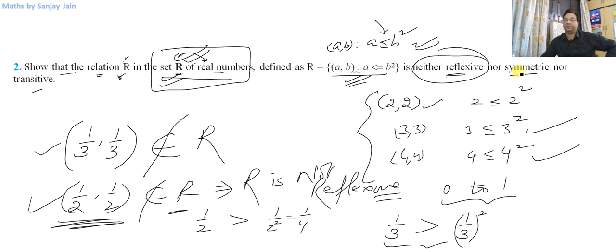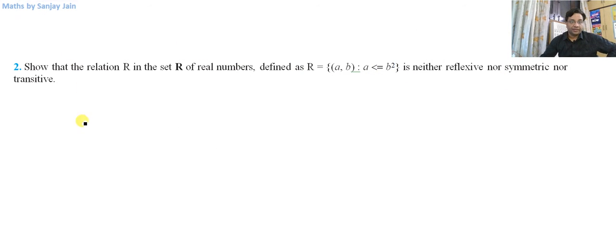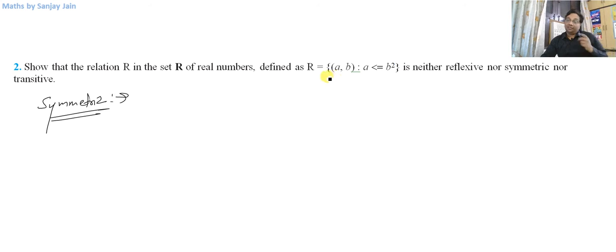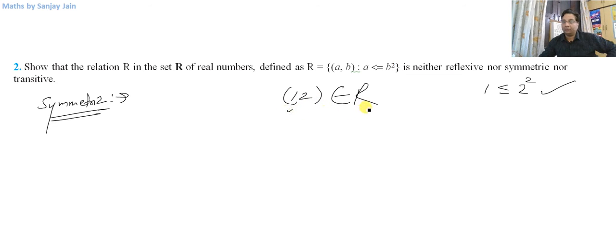It is not reflexive. Now what about it being symmetric? Let us check. I am checking for it being symmetric or not. So I just have to choose one example. What I am choosing is (1, 2). Okay, why am I choosing it? I am choosing it by experience, or this is something that strikes me immediately after looking at this question, because (1, 2) belongs to this relation R. Why do I say that? Because 1 is less than or equal to 2 squared. It is true, hence this ordered pair belongs to this relation R.